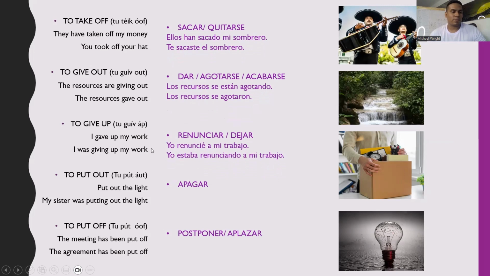To put out is to turn off. You can say, I put out the light, no? So put out the light, that is an order. And my sister was putting out the light. Okay, so we have to put off, which is to postpone. That works for meetings, right? So you say the meeting has been put off. The meeting has been postponed, right? So the agreement has been put off.